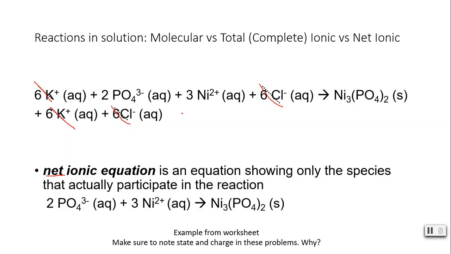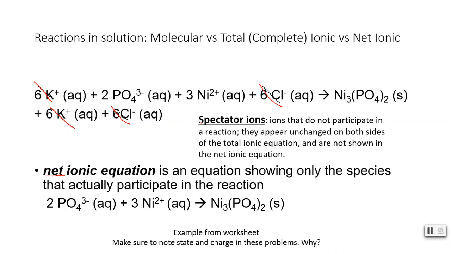So these ions that are the same on both sides of the total ionic equation have a special name. They are called spectator ions. Essentially, they are ions that don't participate in the reaction because they cancel out on both sides. They appear unchanged on both sides of the total ionic equation, and since we can cancel them out, they're not shown in the net ionic equation. So you should know the term spectator ions, know what it means, and be able to identify them in a total ionic equation.